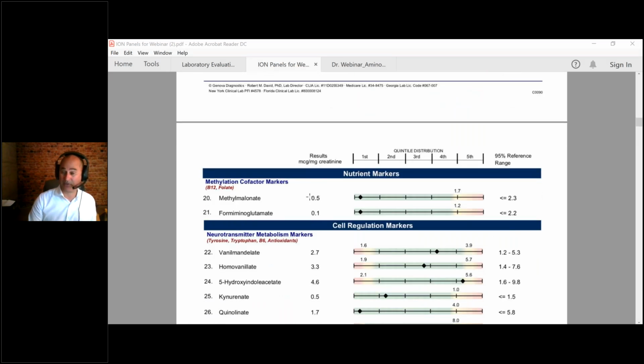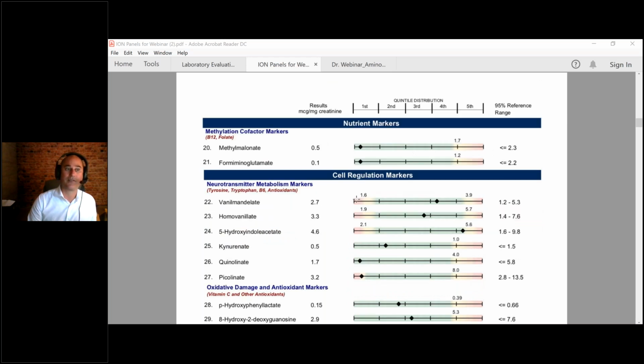That includes the methylation markers, right? That's B12 and folate, also completely dependent on amino acids. What about the neurotransmitter section? That's not related. Oh, yeah, it is. That's totally related to amino acids.